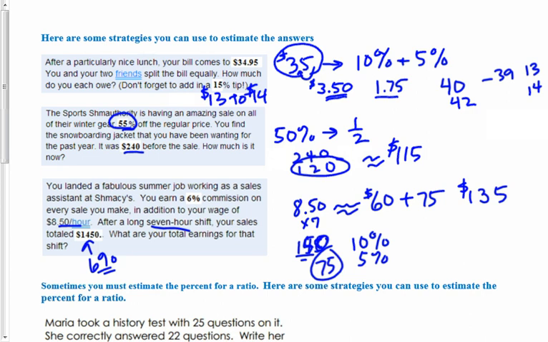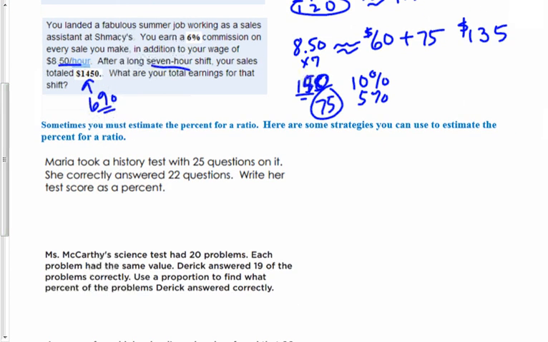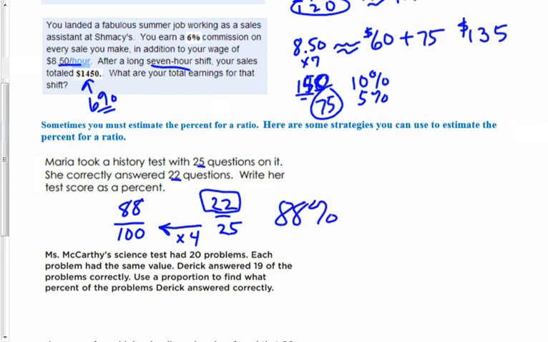Okay. Sometimes you have to estimate the percent for a ratio. I'll give you a couple strategies for that. Remember that a percent means out of 100. That's going to be important here. So if we want to get an estimate as a percent, we always want to think about what would it be out of 100. So Maria answered 22 out of 25 questions correctly. That's out of 25, but we want to think about out of 100 instead. And notice 100 is 4 times bigger than 25. So I'm just going to multiply this by 4, and I can do that in my head. 2 times 4 is 8, 2 times 4 is 8, so about 88% is a good estimate there.